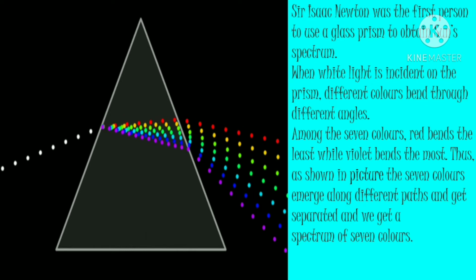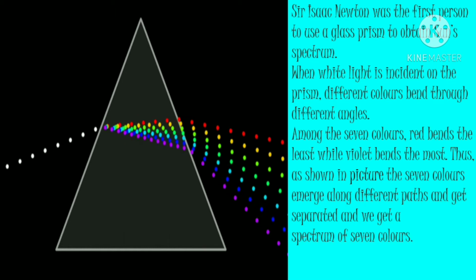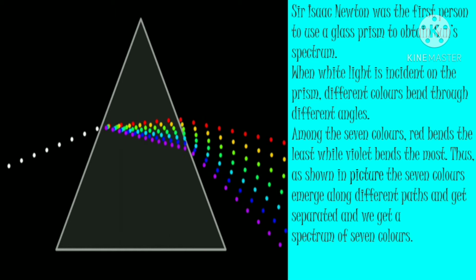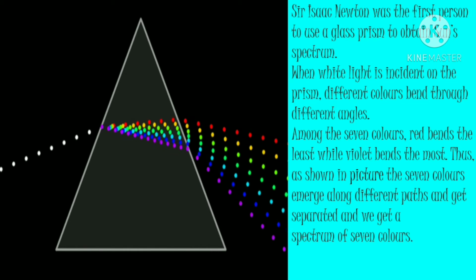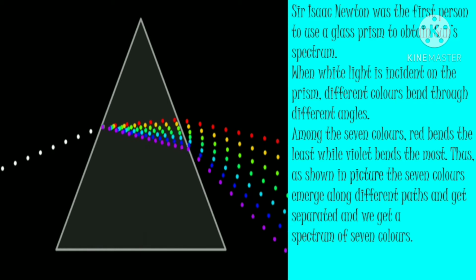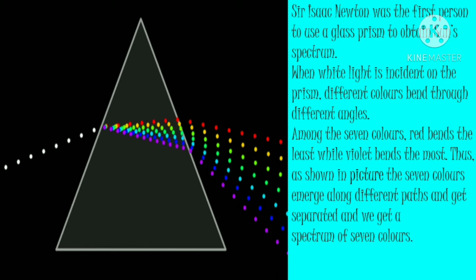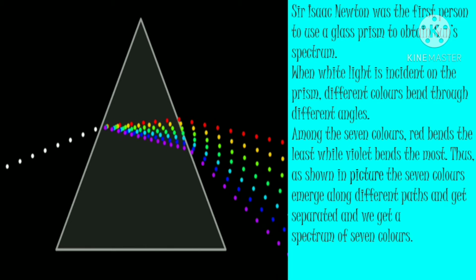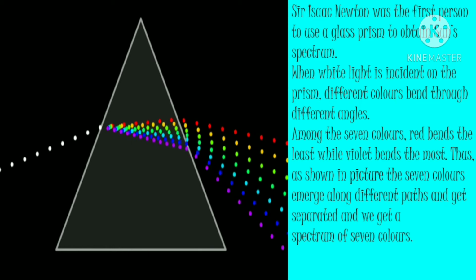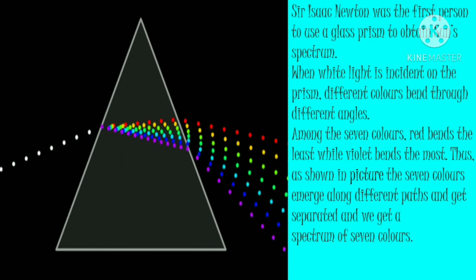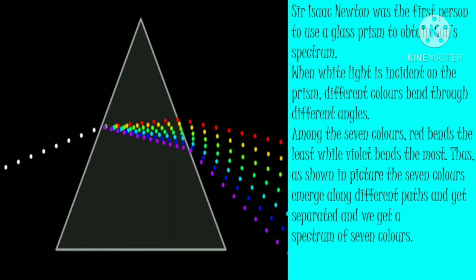Sir Isaac Newton was the first person to use a glass prism to obtain the sun's spectrum. When white light is incident on the prism, different colors bend through different angles. Among the 7 colors, red bends the least, while violet bends the most. Thus, as shown in the picture, the 7 colors emerge along different paths and get separated, and we get the spectrum of 7 colors.